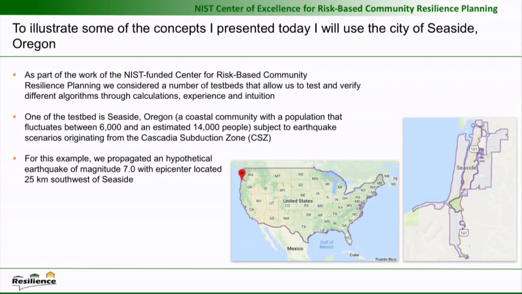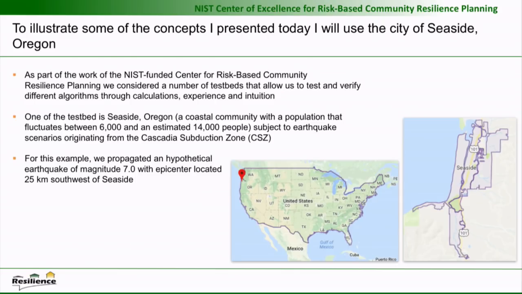To illustrate some of the concepts I presented today, I will use the city of Seaside, Oregon. As part of the work of the NIST-funded Center for Risk-Based Community Resilience Planning, we consider a number of test beds that allow us to test and verify different algorithms through calculations, experience, and intuition. One of the test beds is Seaside, Oregon. This is a relatively small coastal community that could be subject to earthquake scenarios originating from the Cascadia subduction zone.